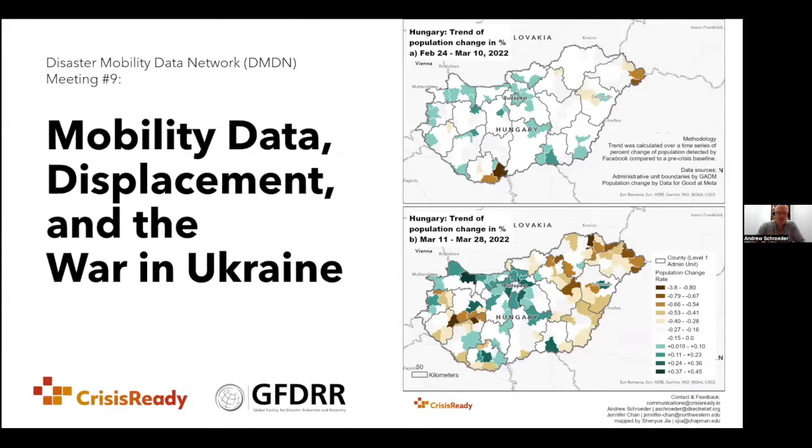So like I mentioned, our topic for today, we're joined by Jos Behrens from the UN OCHA Center for Humanitarian Data, Rohini Swaminathan from UNICEF, and Nadi Raymond from the Yale Jackson School of International Affairs. And we're going to be talking about the role of mobility data in understanding displacement in the war in Ukraine.